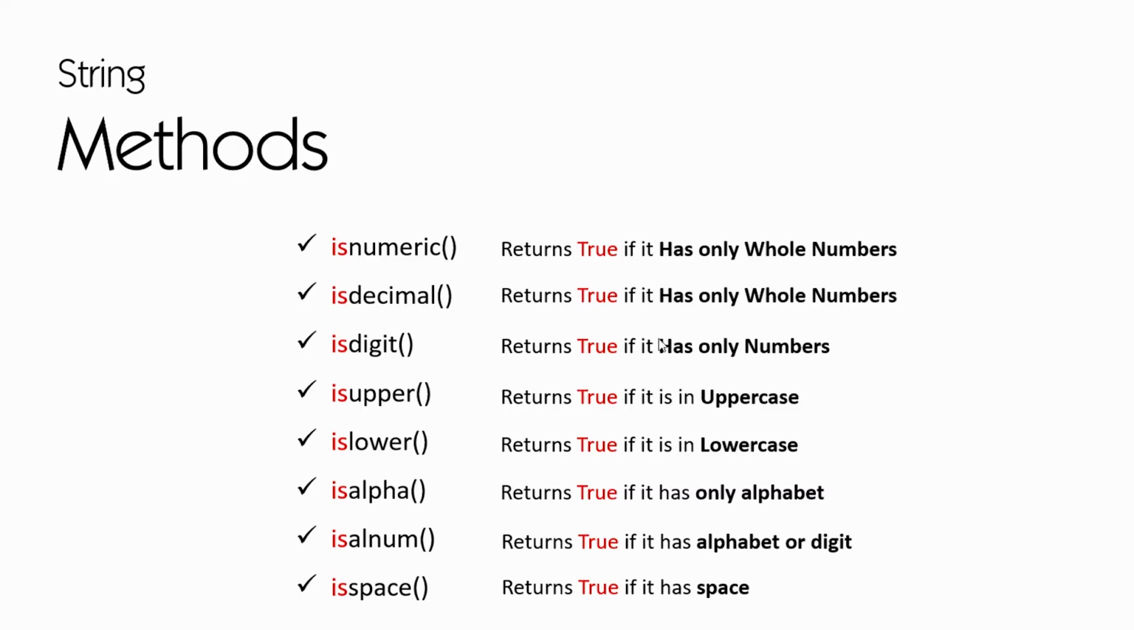Next, these methods are used for checking conditions. If it starts with is, it checks for a true or false condition. isnumeric checks if it has only whole numbers. isdecimal checks if it has only whole numbers, which means both do the same work. But isdigit checks only if it has any number, not as a whole number or with a fractional part. Let us see an example.